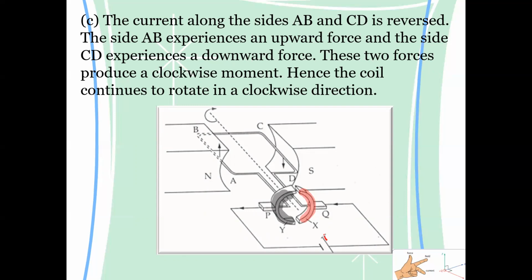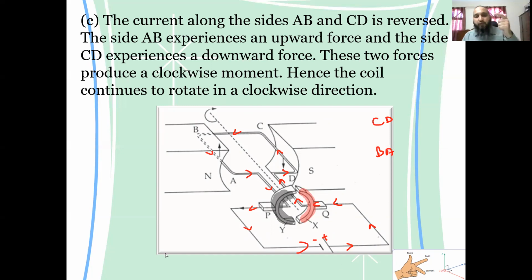The conventional current will always move from positive to negative. So as the conventional current moves from positive to negative, there is a current from D to C and there is a current from B to A. Now to find the direction of the force on C and D, and on B and A, we will use again Fleming's left hand rule.